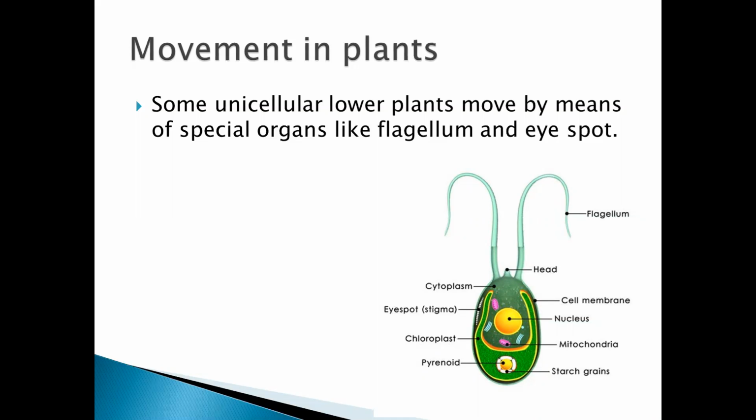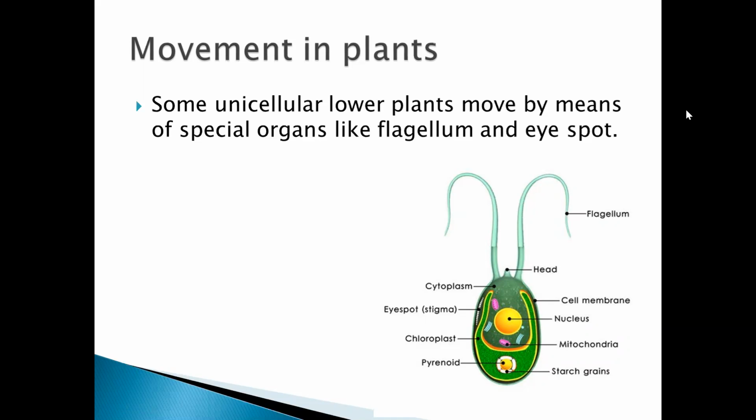First of all, if we talk about movement in plants, some lower plants, some unicellular lower plants, may move by means of special organs like the flagellum. What is it, students? Flagellum. It is a whip-like, string-like structure, which helps the plant to move here and there in water, especially, and enables that type of lower plants to move.